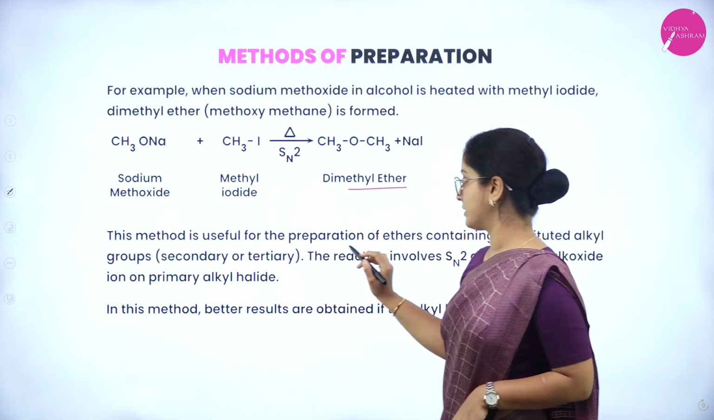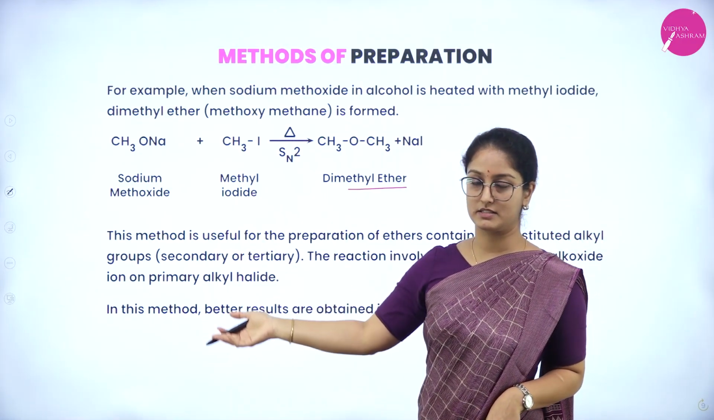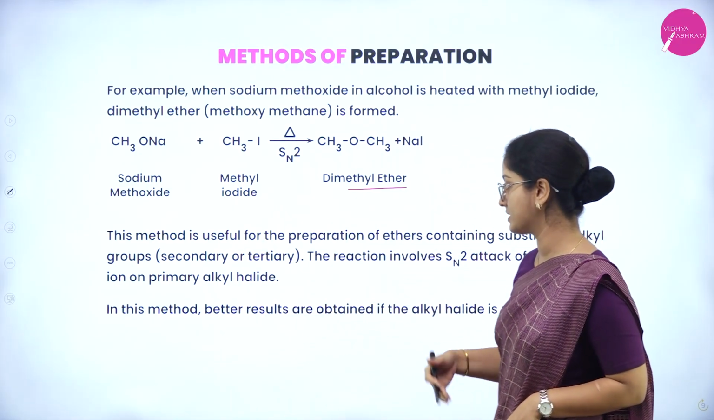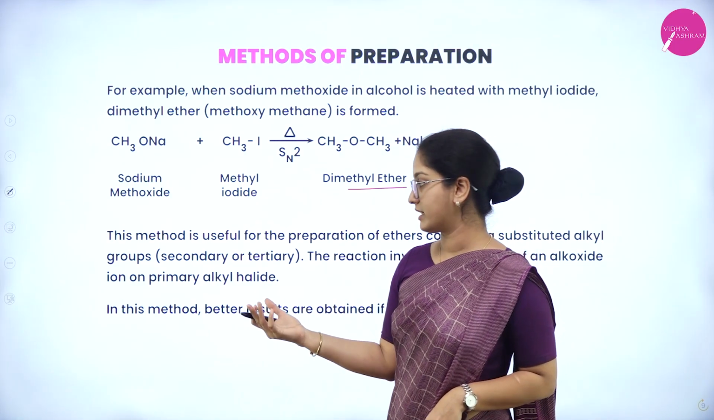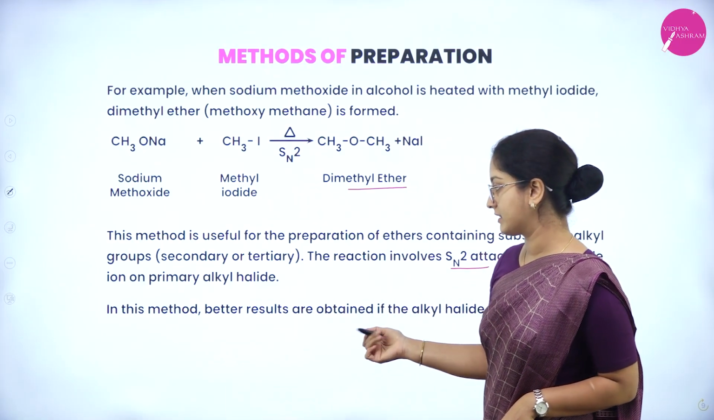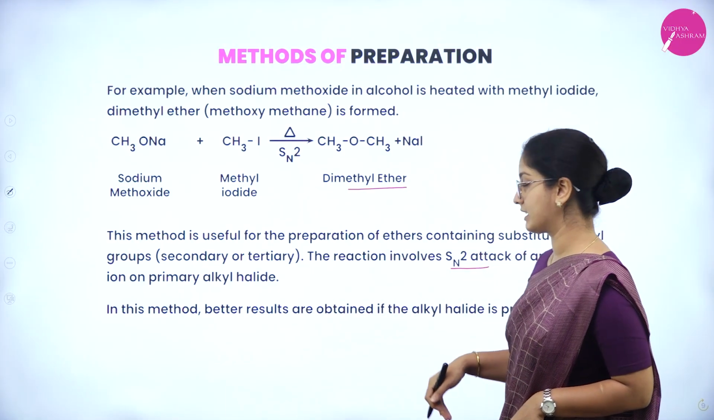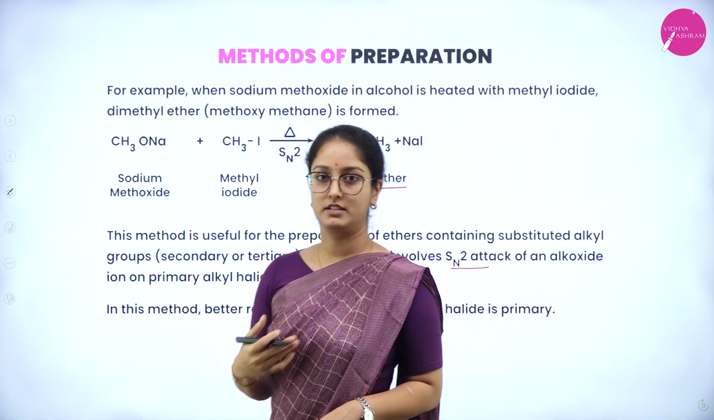This method is useful for the preparation of ethers containing substituted alkyl groups, whether secondary or tertiary alkyl groups. The reaction involves SN2 attack of an alkoxide ion on a primary alkyl halide. So in this method, better results are obtained if the alkyl halide is primary. It shouldn't be secondary or tertiary.